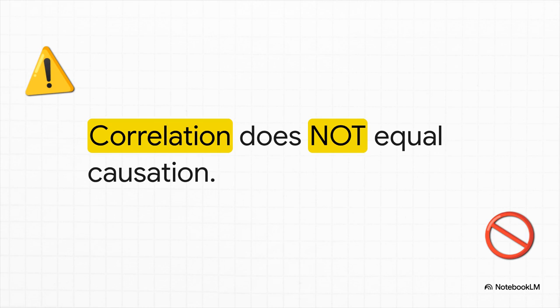Correlation is not causation. Just because two things change together, even if it's a super strong relationship, it does not mean that one thing causes the other. To say that anxiety causes bad exam scores is a huge leap, and it's a leap that the correlation data itself simply does not let us make.